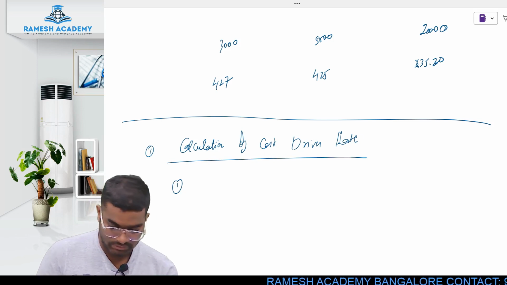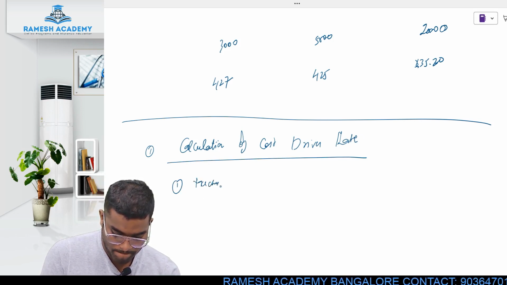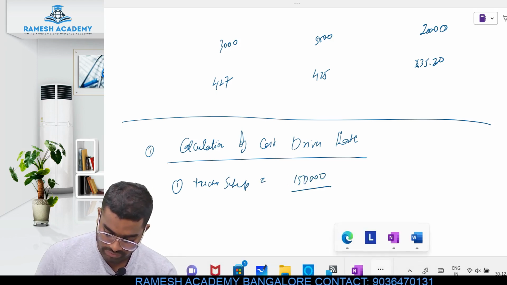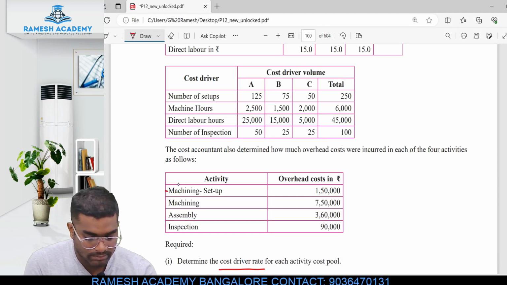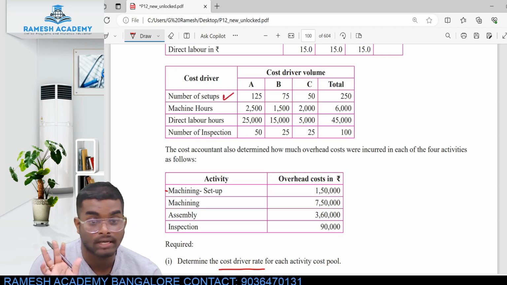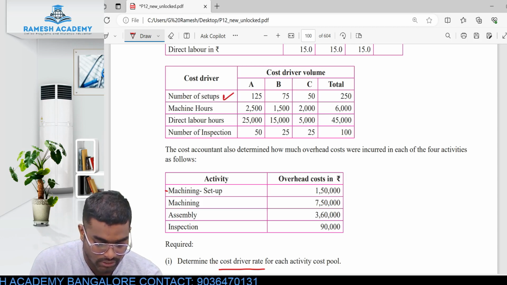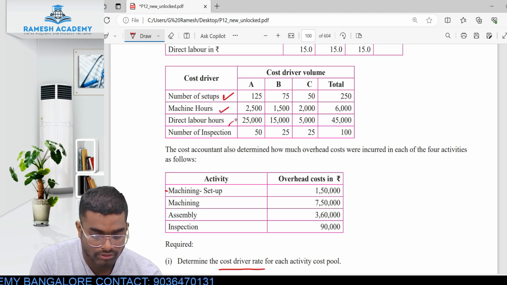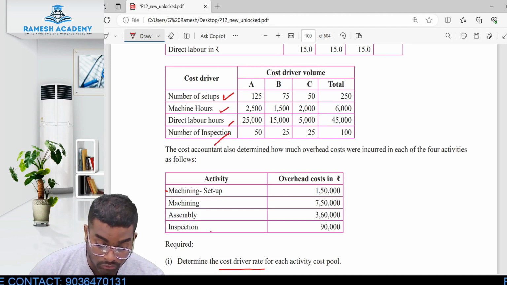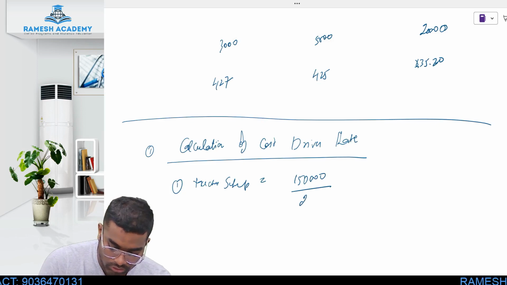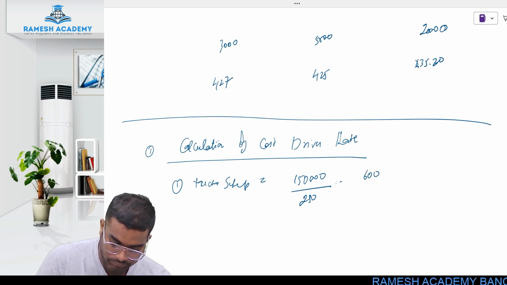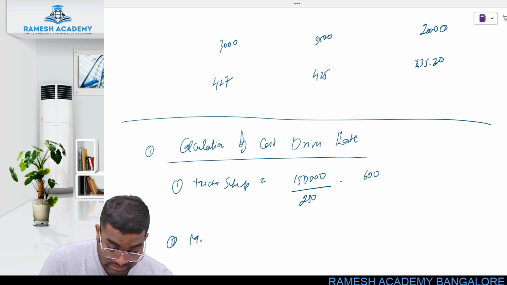So cost driver rates. First we have machine setup. I think it was 1,50,000. What is the cost driver that we have to analyze now? For machine setup, number of setups is the appropriate one. For machining, we can go with machine hours. For assembly, we can go with labor hours, and for inspection, we can go with number of inspections. So number of setups is 250 and the cost is 1,50,000, so the rate would be 600.